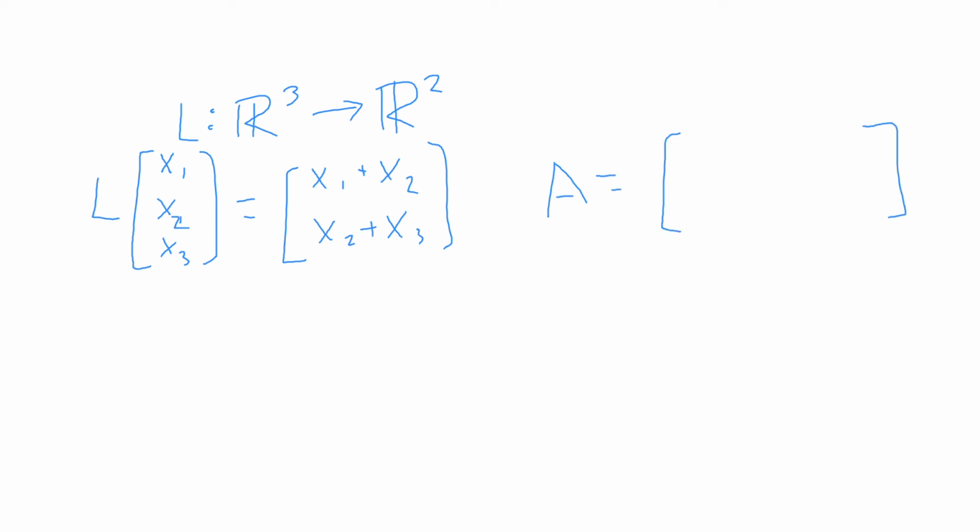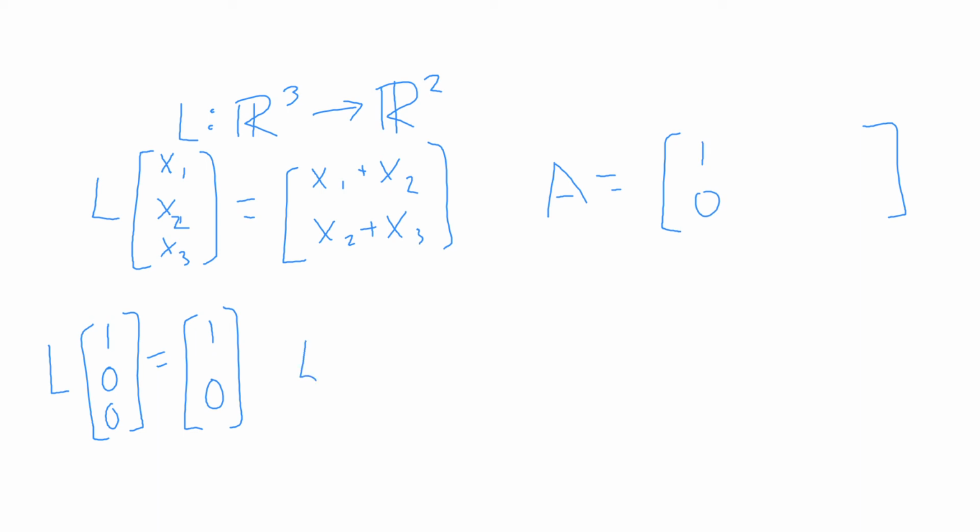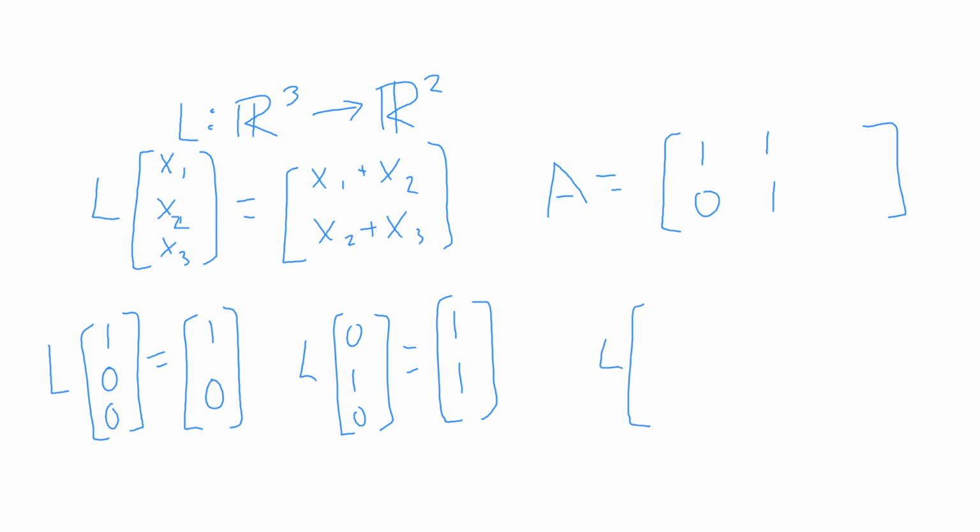So we think back to our proof and we know that the first column of A is going to be equal to the linear transformation of e1, which is 1, 0, 0. So we get 1 plus 0 is 1, 0 plus 0 is 0. Our second column will be the linear transformation of e2. So 0 plus 1 is 1, 1 plus 0 is 1. And our third column will be the linear transformation of e3, which is equal to 0 plus 0 is 0, 0 plus 1 is 1.